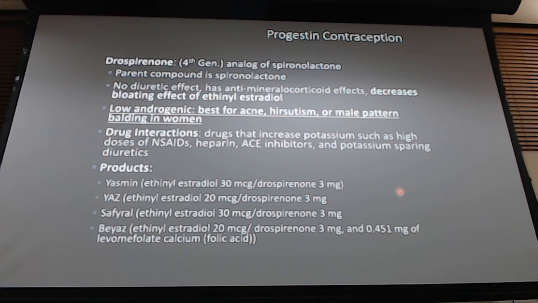Looking at our interactions, again, because of the way that it's made and it being an analog of the spironolactone, we're worried about any other drugs that can increase potassium. So take your brain back to when we were talking about NSAIDs, ACE inhibitors, potassium-sparing diuretics. Those types of things are what I would be worried about if I had somebody who was also on a fourth gen progestin.